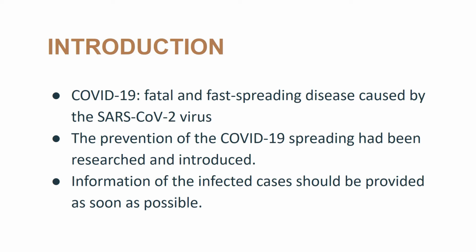According to statistics from the World Health Organization, there are more than 6 million infected cases and nearly 400,000 deaths in total until June 2020, which proves that the disease is very dangerous. In order to prevent COVID-19 from spreading widely, information about the disease should be delivered to people as soon as possible to help people protect themselves, reducing the infection rate.